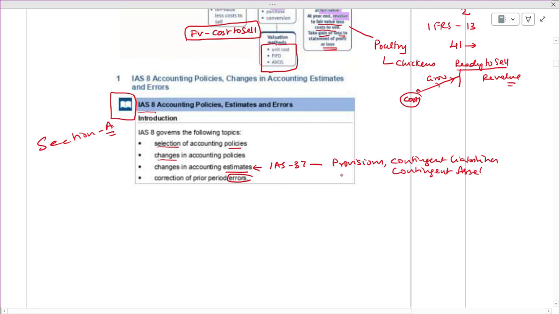First you have to write contingent liabilities, then you have to write contingent assets. Fine. This is where we are talking about estimates. What are the estimates we'll do? We'll do receivables minus provision, provision for bad and doubtful debts.